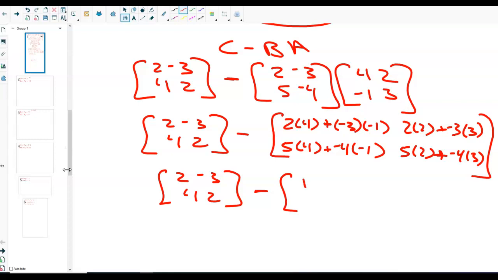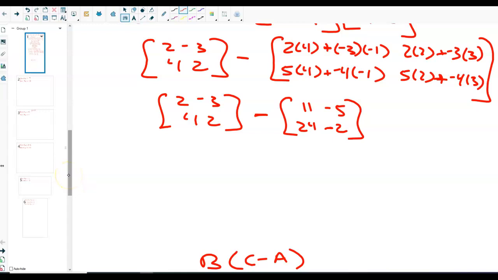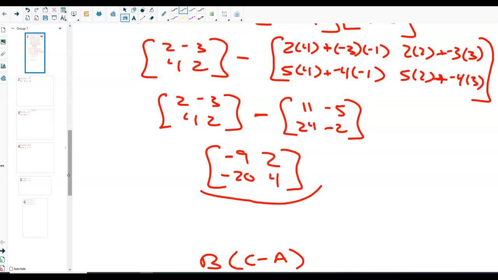8 and 3 is 11. 4 and negative 9 is negative 5. 20 and 4 is 24. 10 and negative 12 is negative 2. 2 minus 11, negative 9. Negative 3 minus a negative 5 is 2. 4 minus 24 is negative 20. And 2 minus a negative 2 is 4.